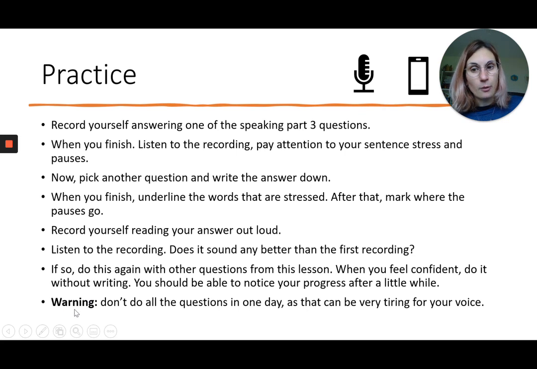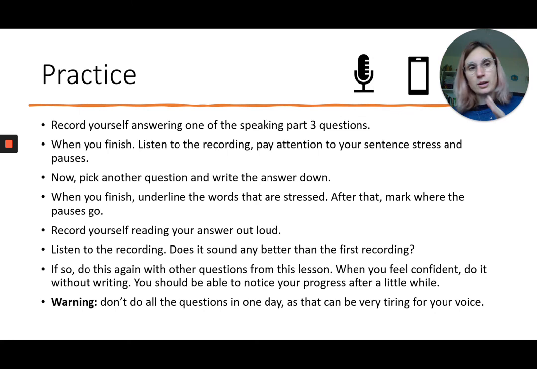A little warning though, don't do all the questions in one day. You're gonna be very tired. Your voice is gonna get very tired, and we don't want to do that. You don't want to get too tired. You don't want to get exhausted from practicing IELTS questions. That's not the point. This is just something that you can do once in a while.